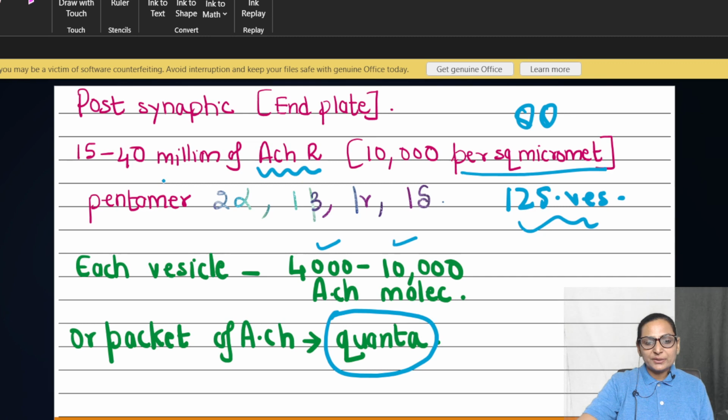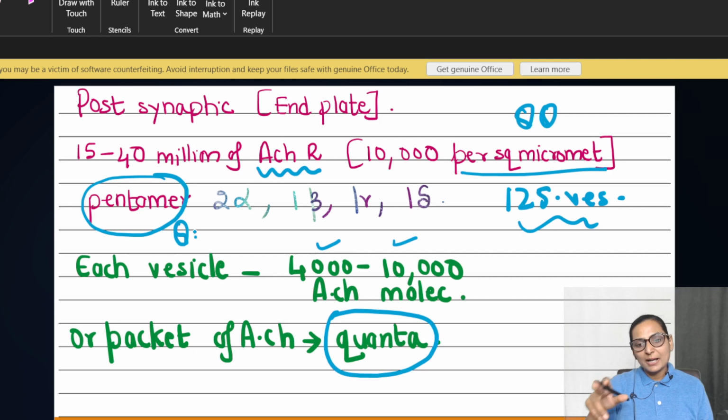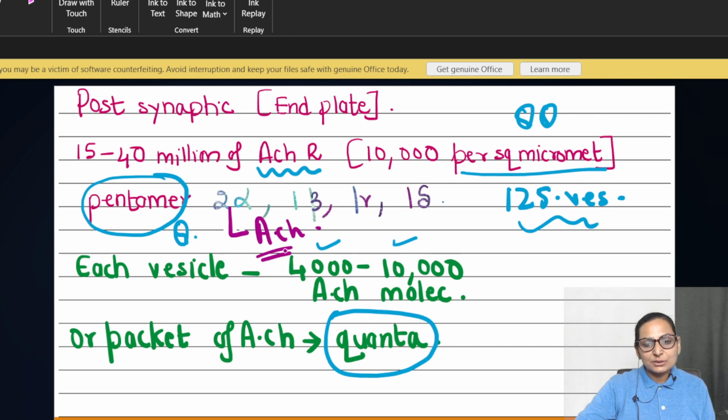This acetylcholine receptor is a pentamer. So this comes as an MCQ. Pentamer means having 5 subunits, wherein there are 2 alpha, 1 beta, 1 gamma and 1 delta. And acetylcholine binds to which portion? Remember that acetylcholine binds to the alpha subunit. So 2 acetylcholine molecules bind to the alpha subunits to bring about a change in the permeability of the ions, right?